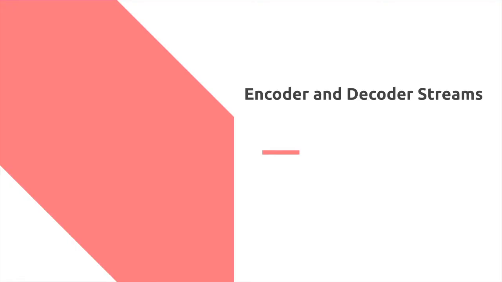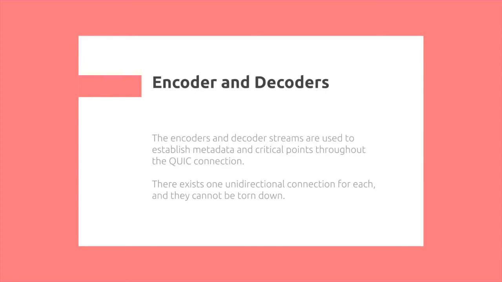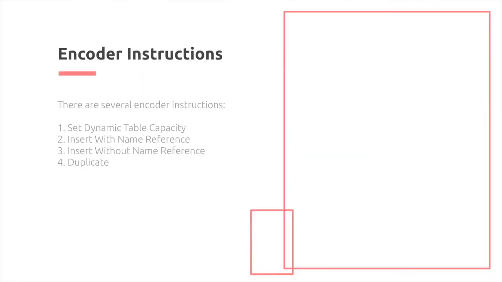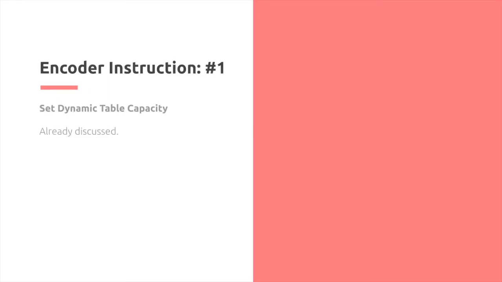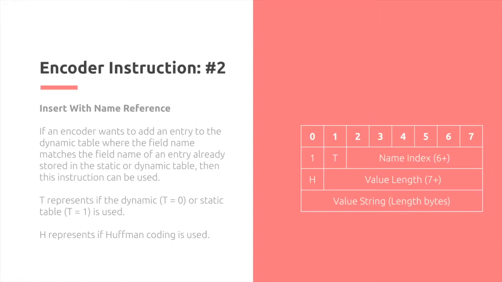So what about the encoder and decoder streams? The encoder and decoder streams are used throughout to establish metadata and critical points throughout the QUIC connection. We have two unidirectional streams that cannot be torn down. I'll cover several instructions for the encoder. The first one is that we can set the dynamic table capacity, which we already discussed. The next one is insert with name reference.